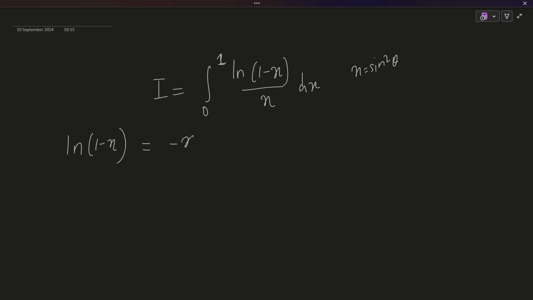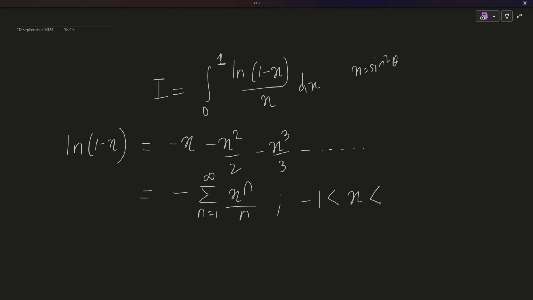This turns out to be minus x squared upon 2 minus x cubed upon 3, and so on it goes. In summation notation, we can write this as minus the summation from n equals 1 to infinity of x to the power n upon n. And this only works if x is strictly between minus 1 and 1. So it cannot be equal at the endpoints, obviously.